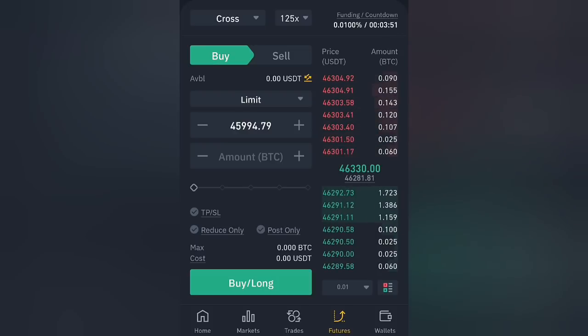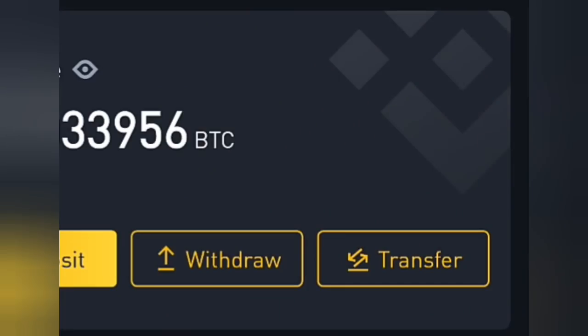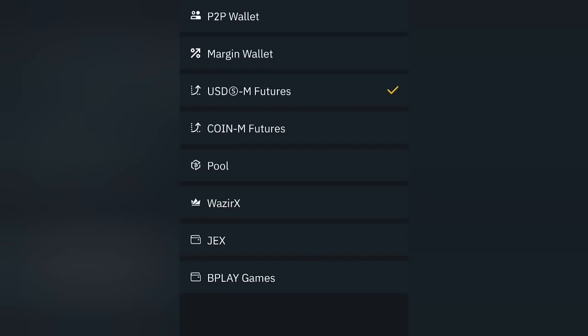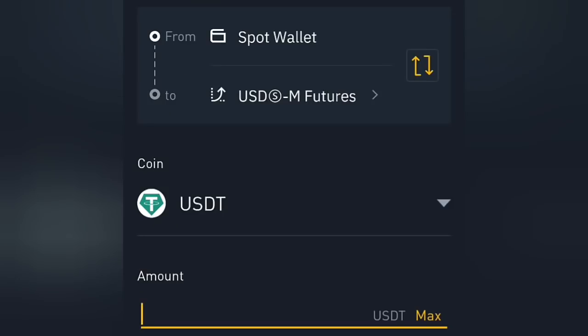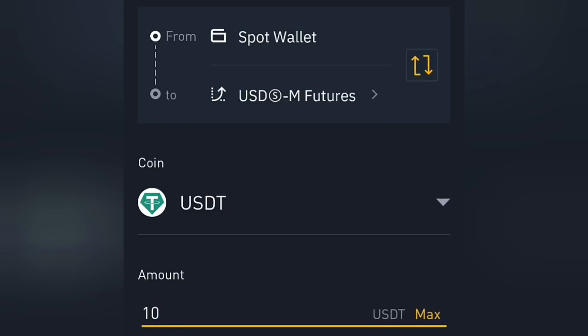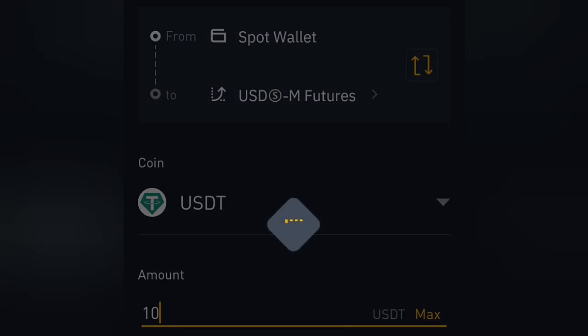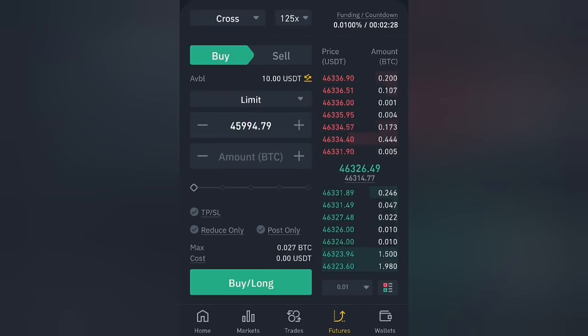Now, we would have to go to the wallet to transfer funds. Click on transfer right there. You would have to change it to USDM futures. What this shows right here is that you are about to transfer USDT from your spot wallet to your futures wallet. Now you would have to click on any amount. For example, in this video I am going to use $10. Now you click on transfer. As you can see right there, I have successfully transferred 10 USDT from my spot wallet.